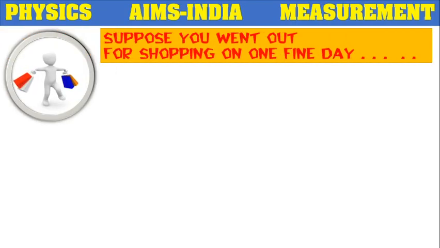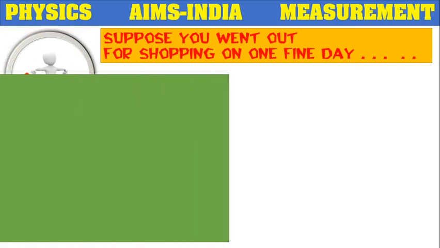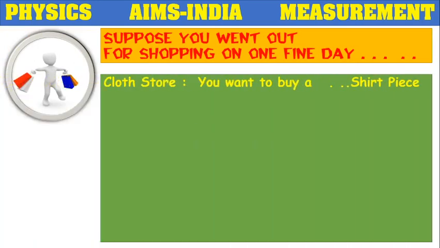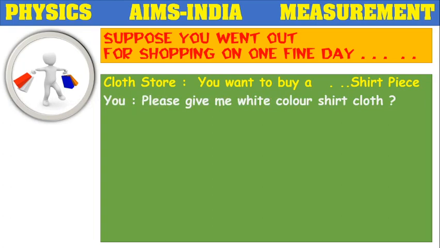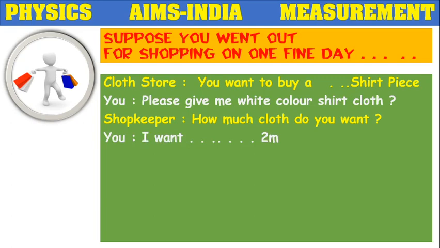Suppose you went out for shopping on one fine day. You went to a cloth store, you want to buy a shirt piece. Please give me white color shirt cloth, like that you have asked. How much cloth do you want? Shopkeeper questioned you. I want 2 meter, like that you might have answered.